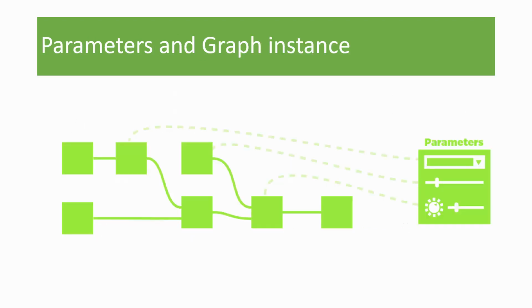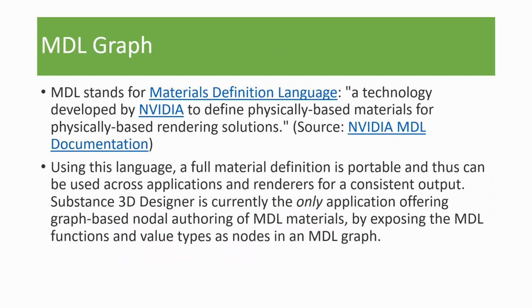So parameters, like I explained, can be exposed from your graph instances to change values. For instance, if you have a rock or a grass material and you want to increase the size of the graph, you can expose the size parameter and you can create a slider that allows you to increase or decrease the size of that graph. You can also create parameters to change the color of things. So basically that's what parameters are.